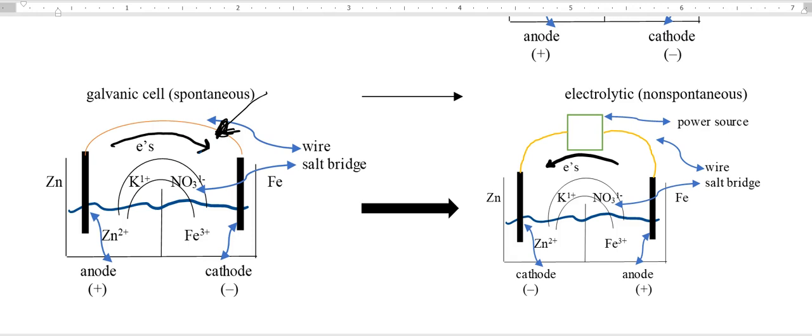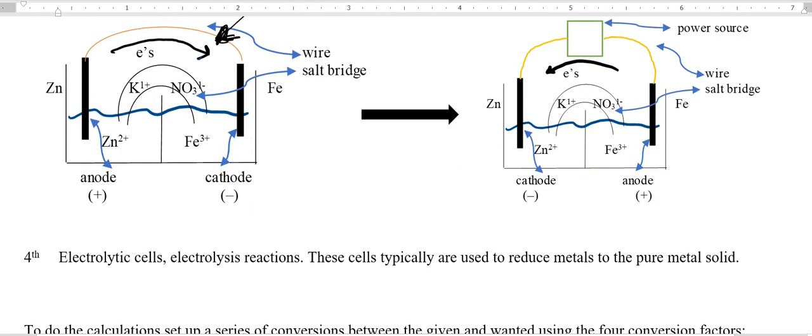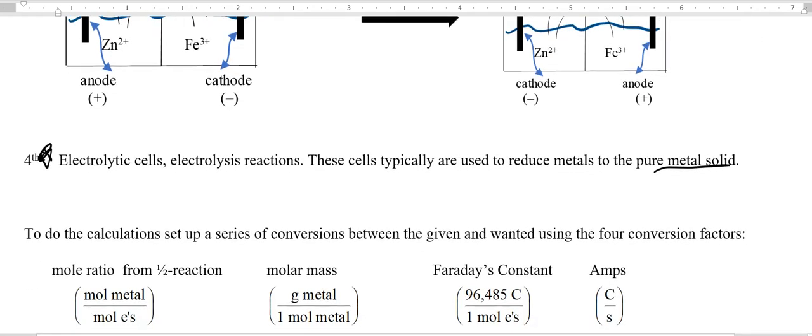When things have a power source, they're probably going to be the non-spontaneous version of things. Electrolytic cells are used all the time. One of the ways we use them is making metal solids from metal ore, like aluminum ore, which contains aluminum 3 cation. They add electricity to it and produce aluminum out of it. It's one of the ways that we get aluminum. Aluminum isn't really found in nature.